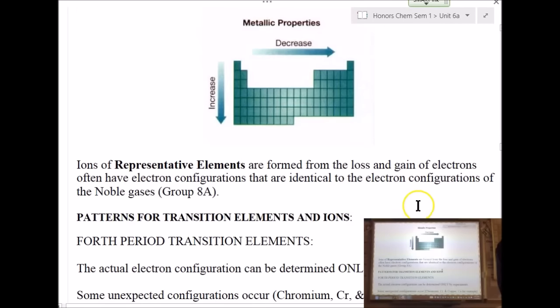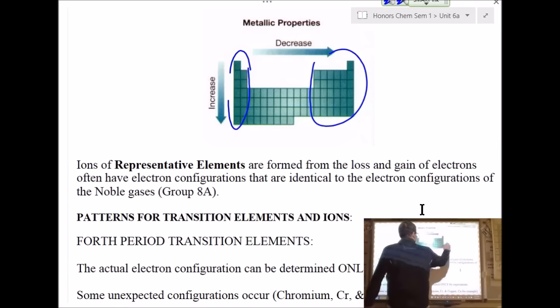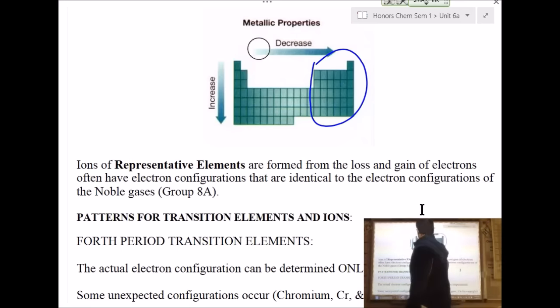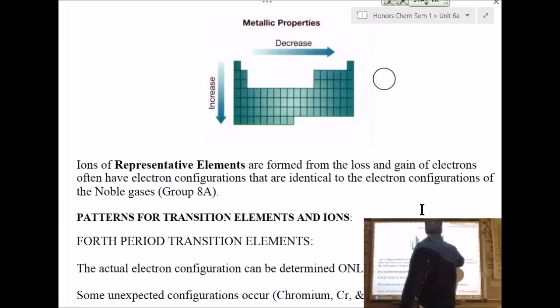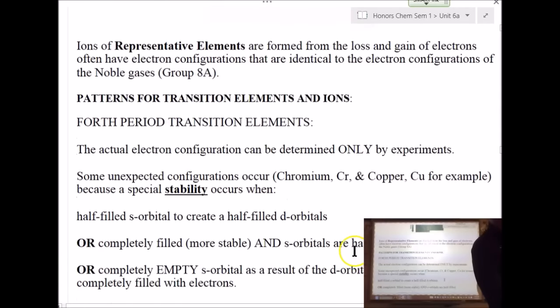We talked about representative elements already. It's those A groups. So when we look at the periodic table and you see those S and P orbitals, that represents the representative elements. Patterns for transition elements and ions.